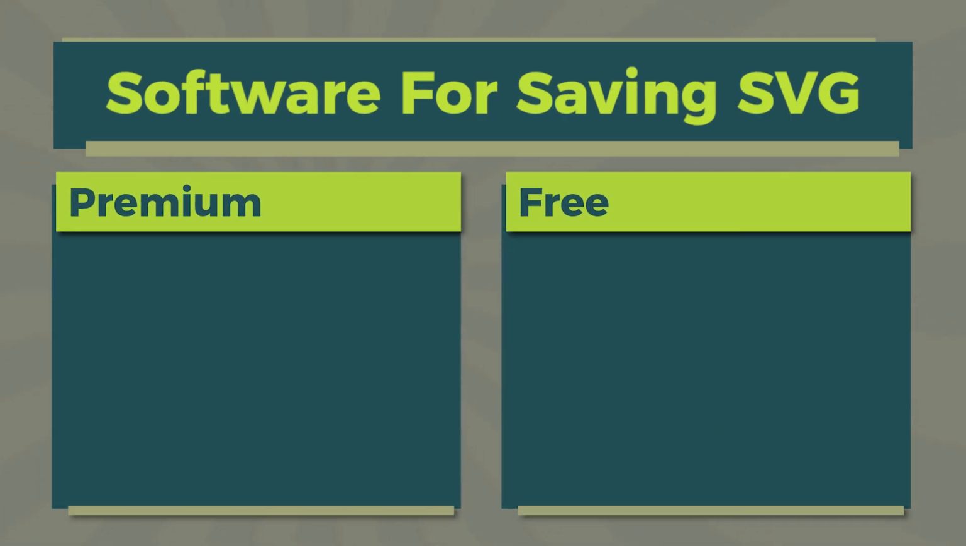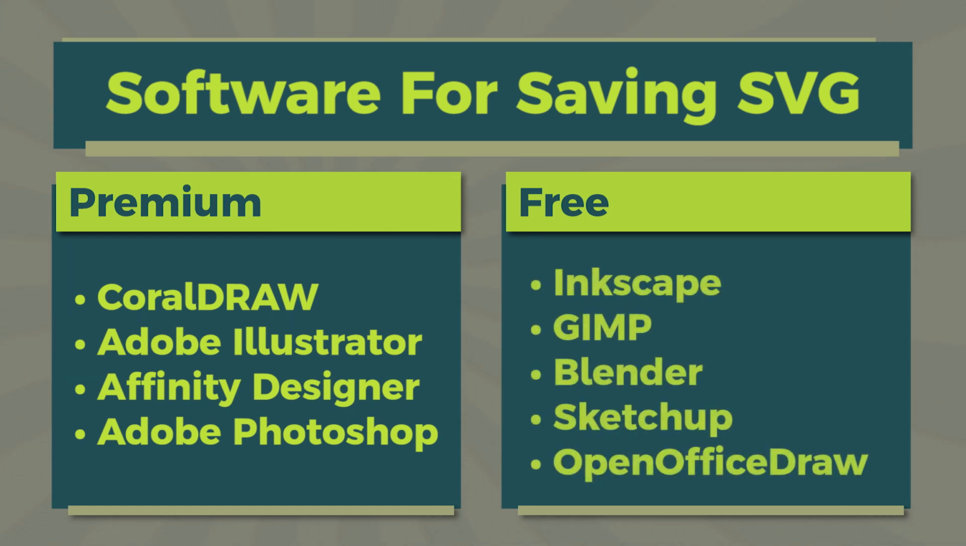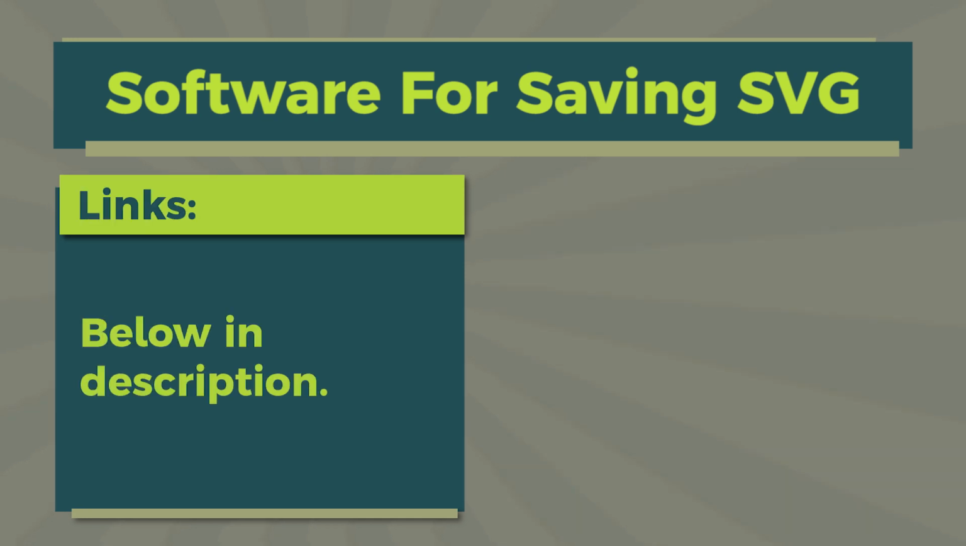Furthermore, software that can convert and save files to SVG includes the very popular CorelDRAW, Adobe Illustrator, Affinity Designer, even Photoshop. Although it's raster graphics software, it also has the ability to save files as SVG. On top of that, there are a few free image suites for Windows, Mac and Linux. The free software packages such as Inkscape, GIMP, Blender, SketchUp and even OpenOffice Draw can all save images as SVG. You'll find all of the links to the aforementioned down there in the description.